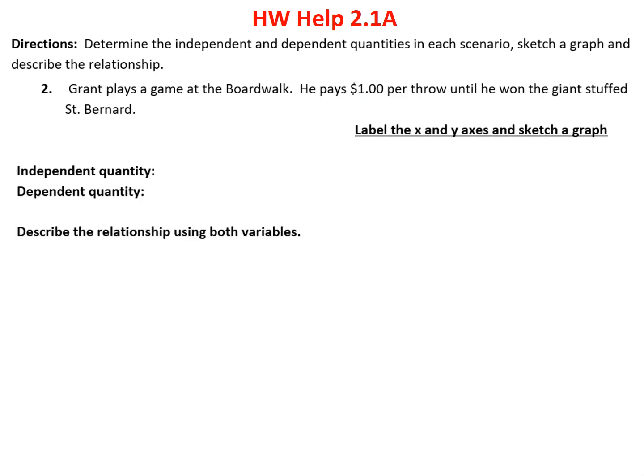Problem 2 says that Grant plays a game at the Boardwalk. He pays $1 per throw until he won the giant stuffed St. Bernard. So what are my two variables here? If you look closely, first of all, he's paying money. So the first thing I notice is he's paying money. So he has to have money, and each time he puts down money, he gets to make a throw. So if you think about it, my independent variable is the amount of money he spends.